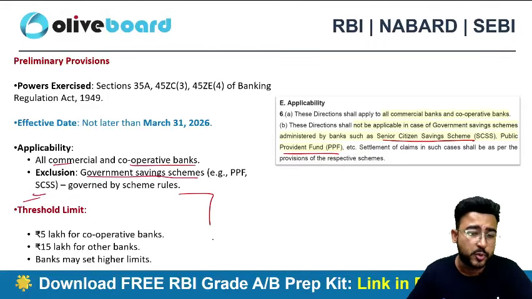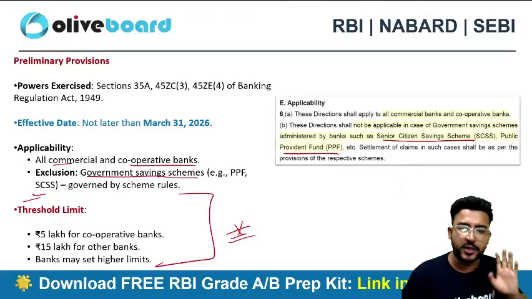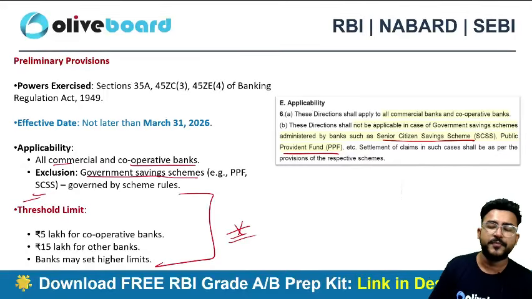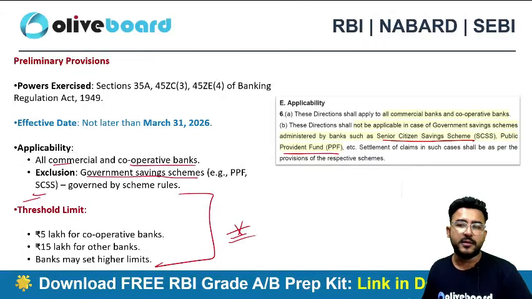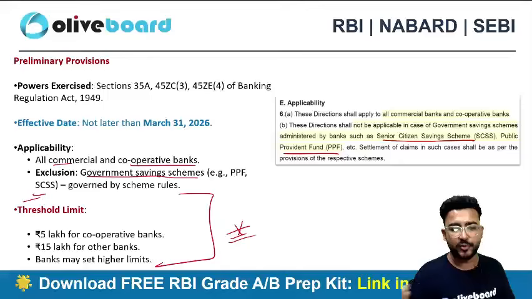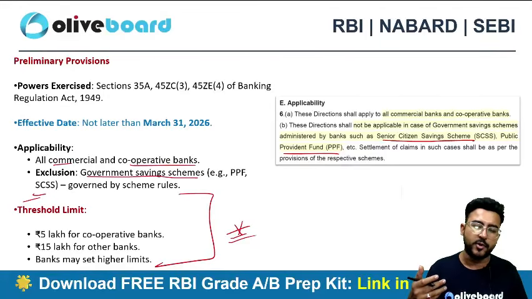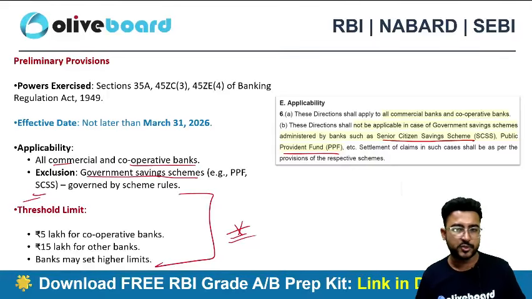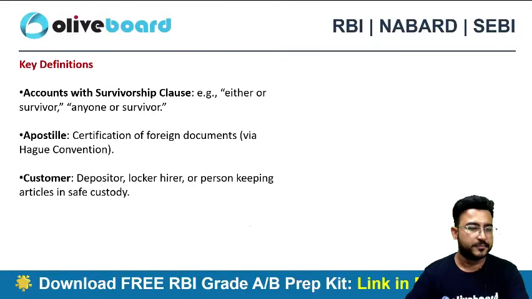And there is a threshold in this particular circular. Now this can be important for your examination, right? This particular threshold can be important for your examination. 5 lakh for cooperative banks, 15 lakhs for other banks, and the bank may set a higher limit as well. So the bank can willfully set a higher limit of more than 5 lakh and more than 15 lakh for cooperative banks and other banks respectively. Sir, what is this threshold all about? We'll definitely discuss this threshold, but first, let's get a basic understanding of this particular circular.